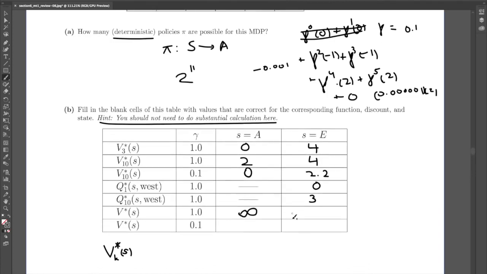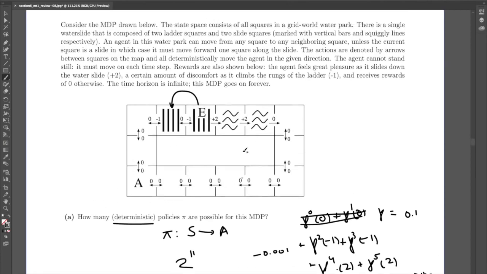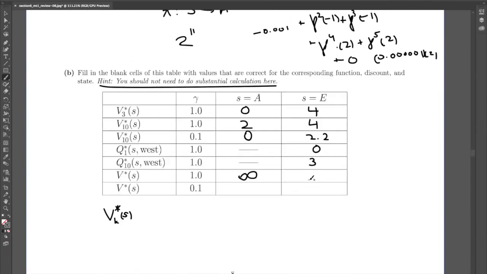What about in the case when you start from E? If you start from E, it's the same thing. You can keep going clockwise, clockwise, clockwise, keep getting that +2, and you have an infinite reward. So the answer for this is also equal to infinity. Okay, what about the last one?